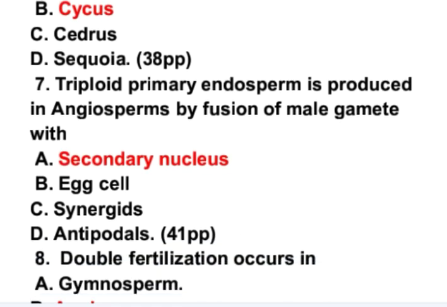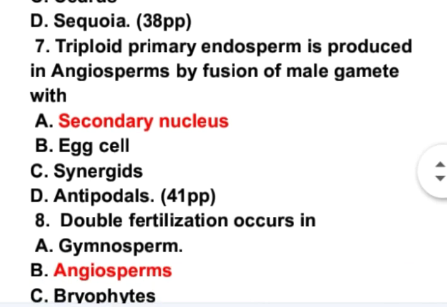Next is triploid primary endosperm is produced in angiosperms by fusion of male gamete with. Options are secondary nucleus, second is egg cell, third is synergids, and D is antipodals. See, the triploid primary endosperm is produced in angiosperms by the fusion of male gamete with the secondary nucleus. So, therefore, option A will be correct, secondary nucleus. Secondary nucleus is diploid, and when the male gamete fuses with it, it forms the triploid primary endosperm.